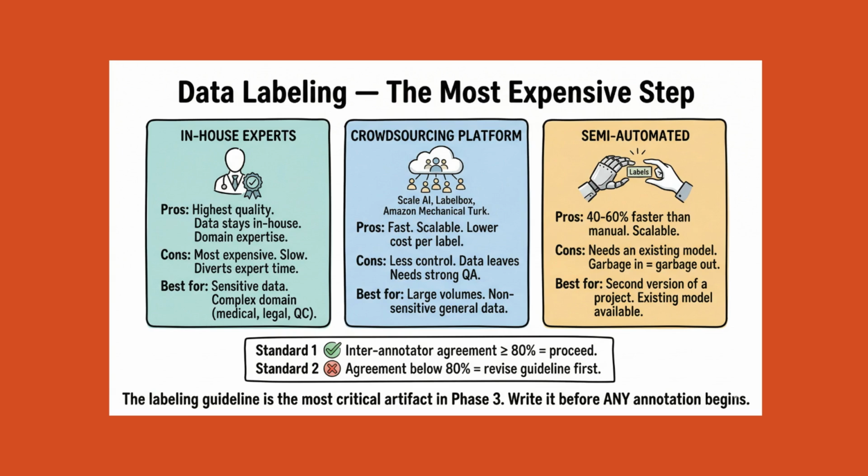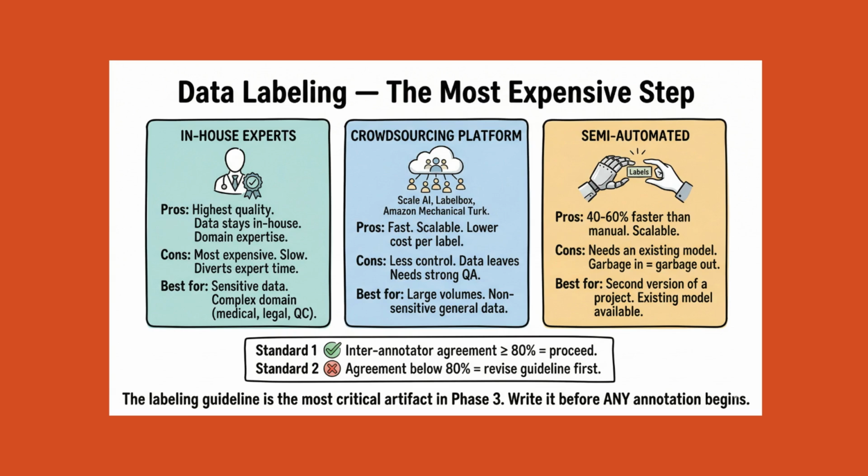For crowdsourcing platforms like Scale AI or Labelbox, labeling is distributed across a pool of trained workers, with built-in quality management. Cost per label is lower. Volume capacity is much higher. The trade-off is less control over individual annotator quality, and the requirement that data can safely leave your organization and be processed by a third party.